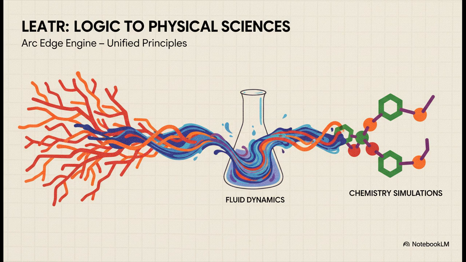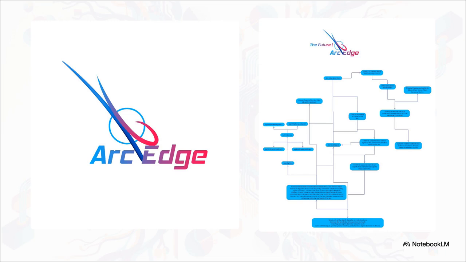But the ambition here doesn't just stop with computer chips. The creators propose that the exact same core principles, reflexive action, buoyancy, can actually be applied to simulate the physical sciences. And this is the Arc Edge system. The idea here is to use the LEATR model's core logic to simulate really complex physical systems, like computational fluid dynamics. So instead of just raw computation, it's trying to model these systems based on the same foundational principles of balance and reflex that we've been talking about this whole time.